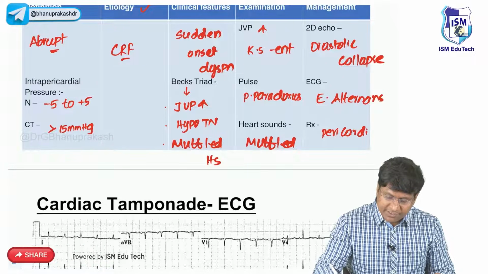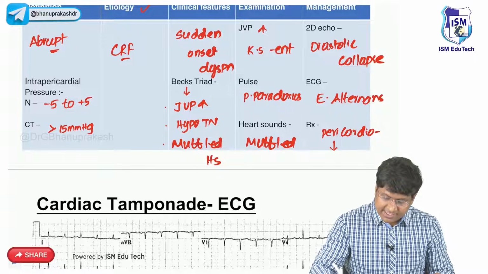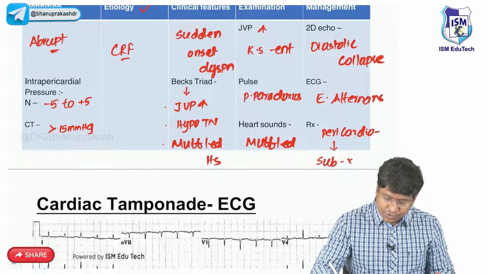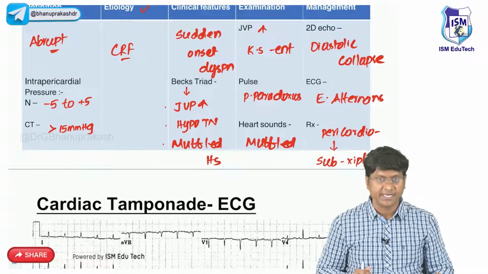Now, whenever you are doing this pericardiocentesis, what should be the approach? The approach should be the subxiphoid approach. So through the subxiphoid approach, you need to do the pericardiocentesis where you need to take out the pericardial fluid.